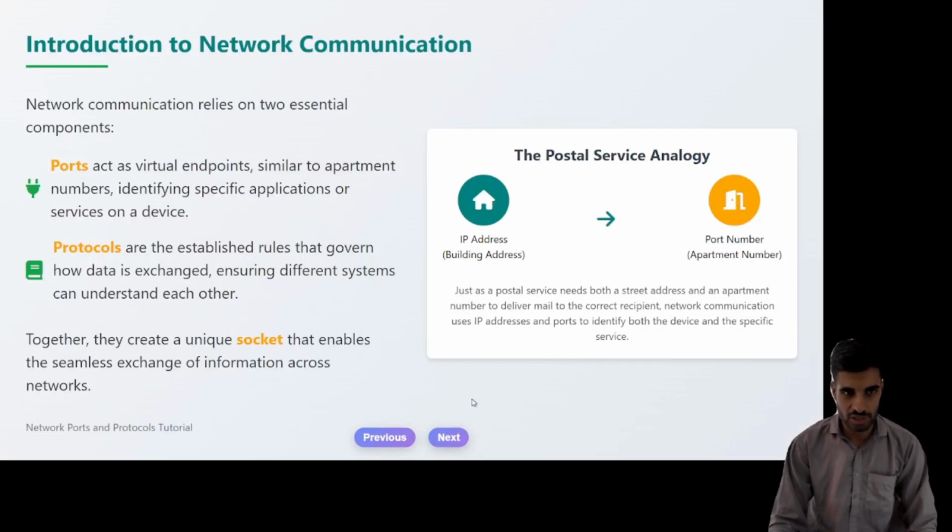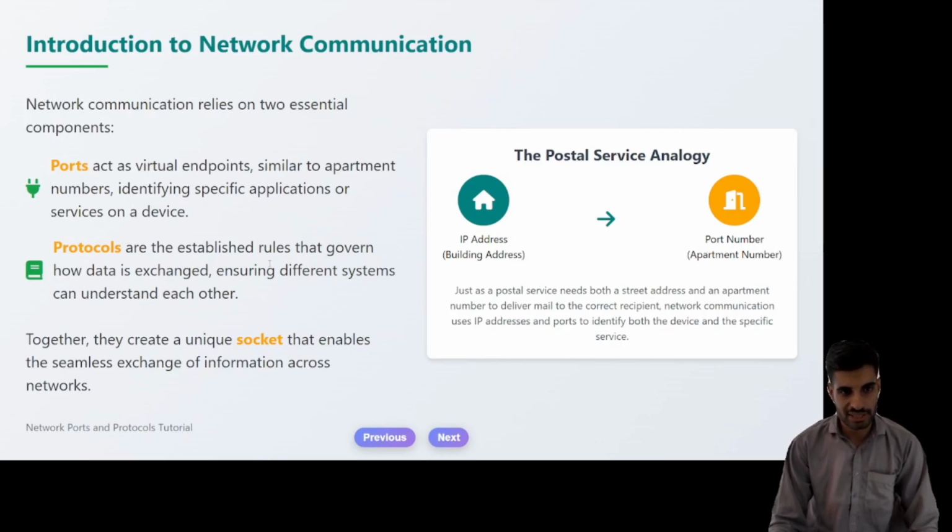So first of all, we will look at what a network communication is. A network communication is when two devices communicate to each other in a network. So we have two essential components in a network communication: the ports and the protocols.